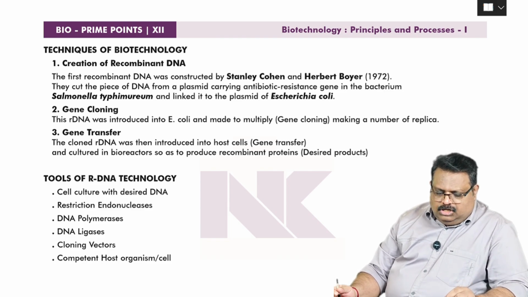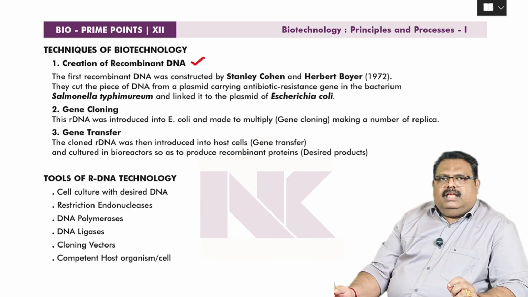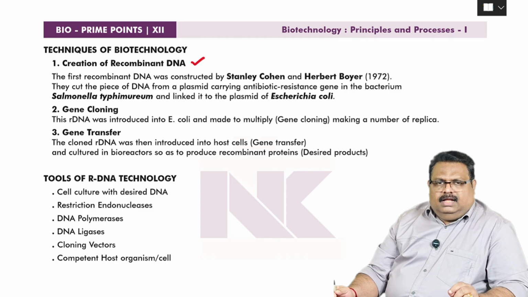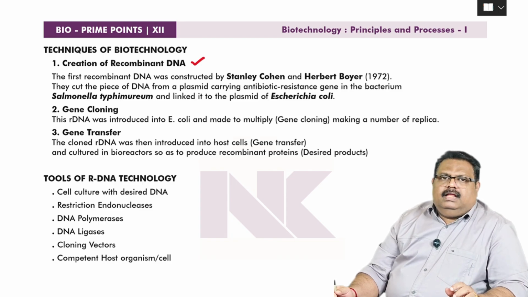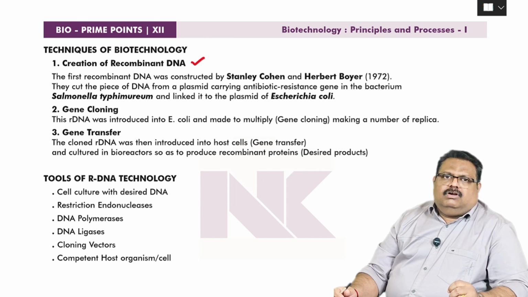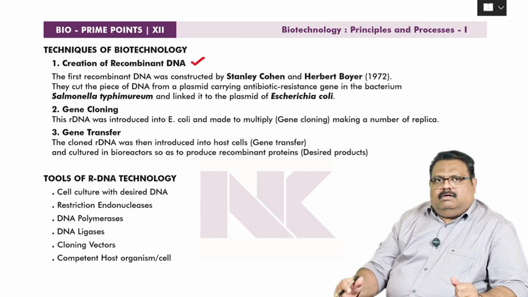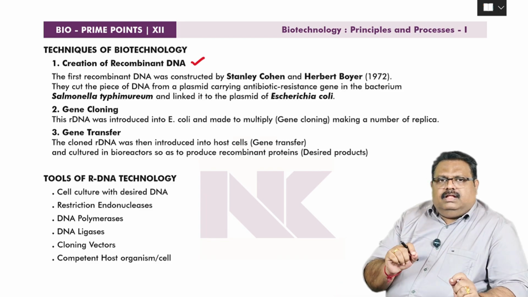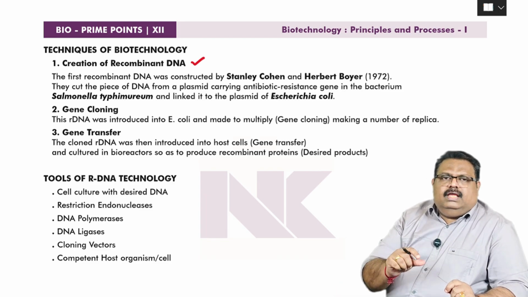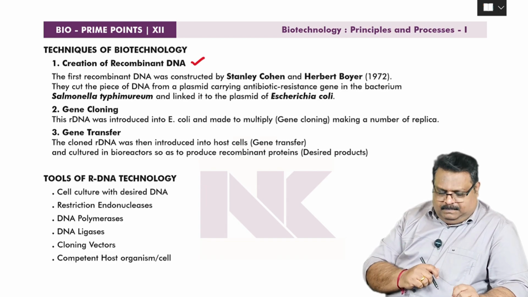First one, creation of recombinant DNA. So what is meant by recombinant DNA? A recombinant DNA is a DNA produced by combining DNA fragments of two different organisms. One may be a prokaryote and one may be a eukaryote, one may be a plant and one may be an animal. When the DNA fragments of two different organisms are interconnected, the new hybrid DNA that is produced is called recombinant DNA.